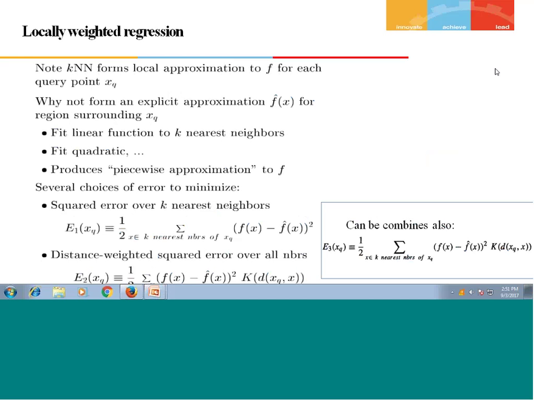This is locally weighted regression. Okay, I will take a little break here and continue afterwards.